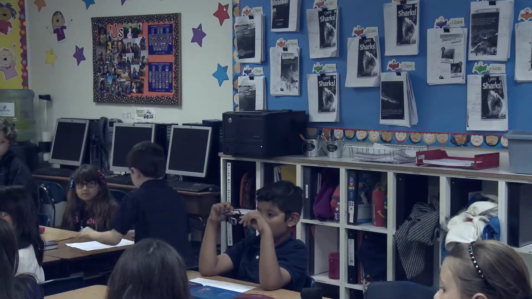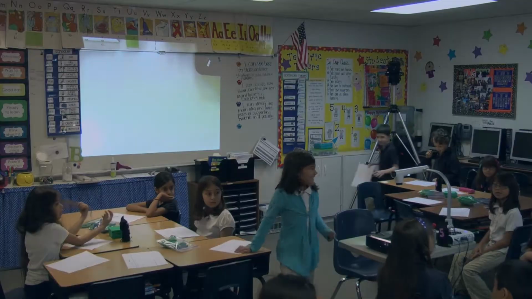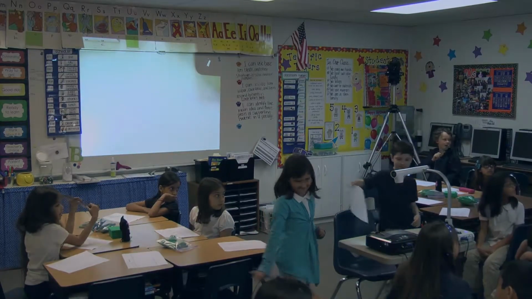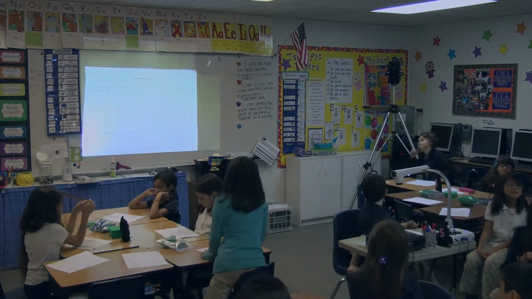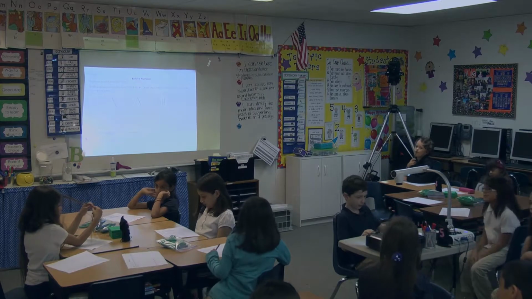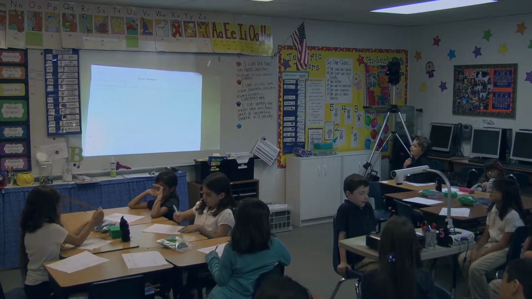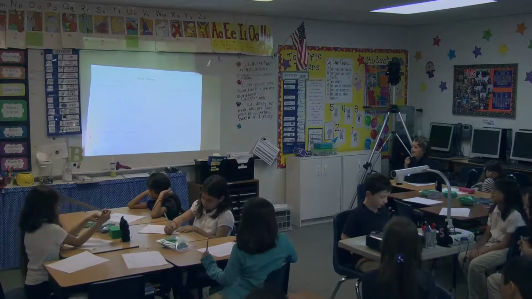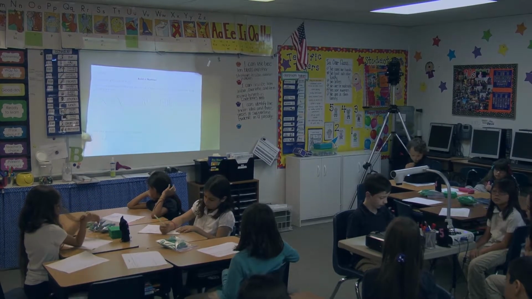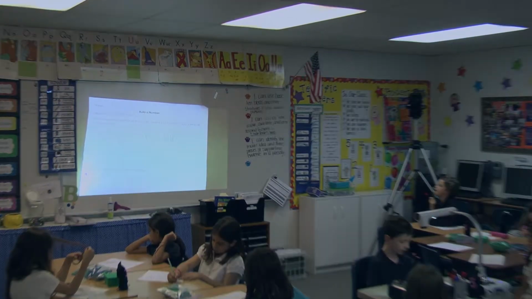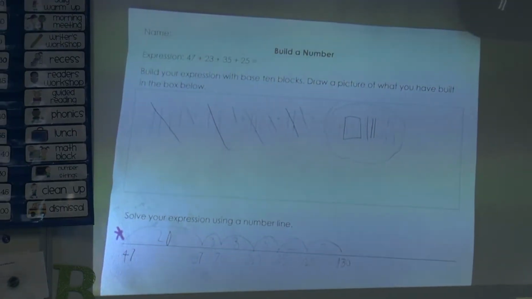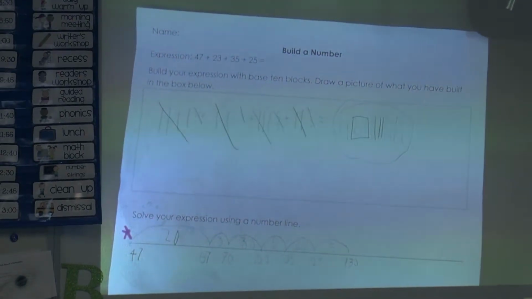Keegan, quickly share your number line, sir. I used the biggest numbers first, which was 47. I added the 20 to it, and then that equaled 67. And then I got 3, and then I added 3 to it, and that equaled 70.